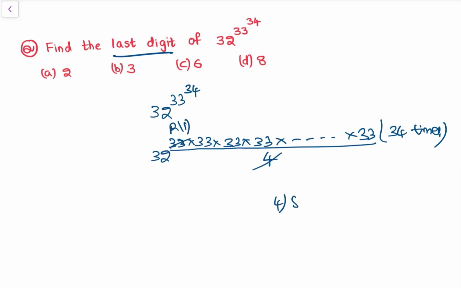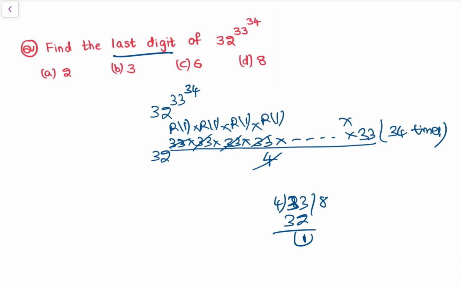33 divided by 4: 8s are 32, so the remainder is 1. So here remainder 1 into remainder 1 into remainder 1, and so on, the remainder will be 1. So it is 32 to the power remainder 1.